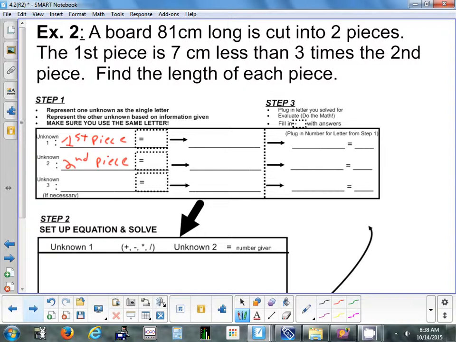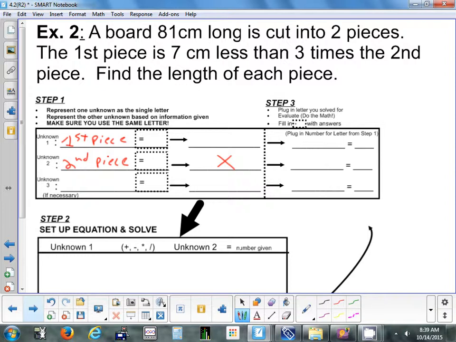All right. Next thing we have to decide, which one gets the single letter? Second piece, how come? Right, Sabrina? It's at the end of the sentence. Good. All right. Second piece. What could we call it? We need to pick a letter. Sabrina, I'll let you pick it. Yeah, we can pick X. You could use X all the time if you want. That's fine. So second piece is X.